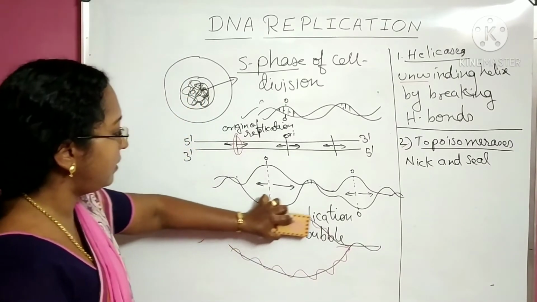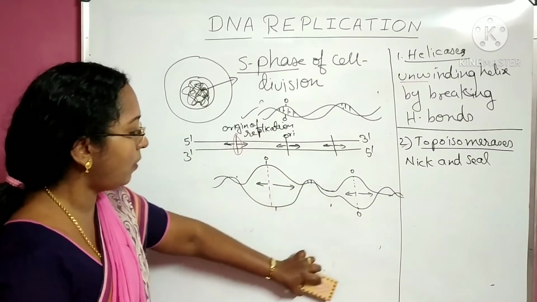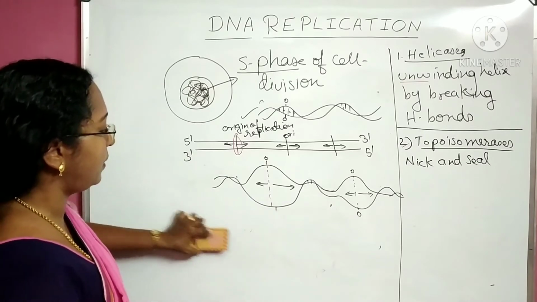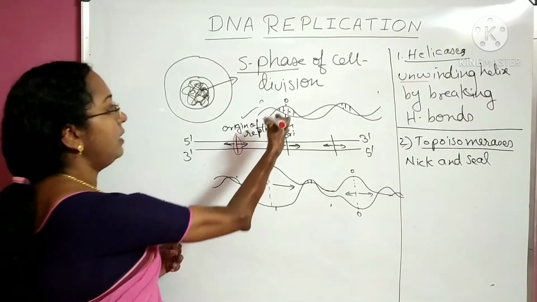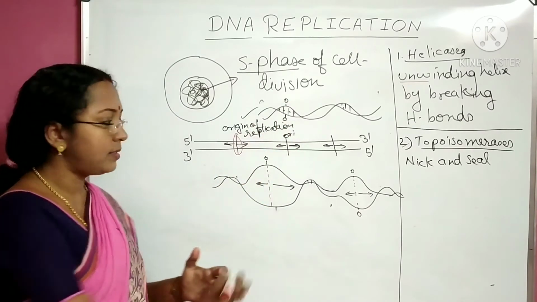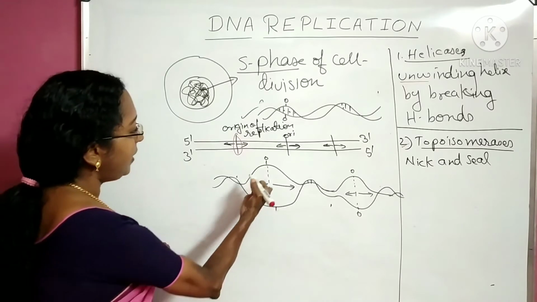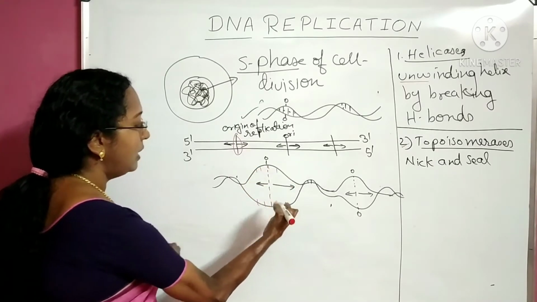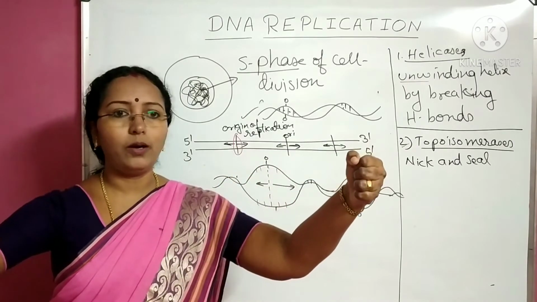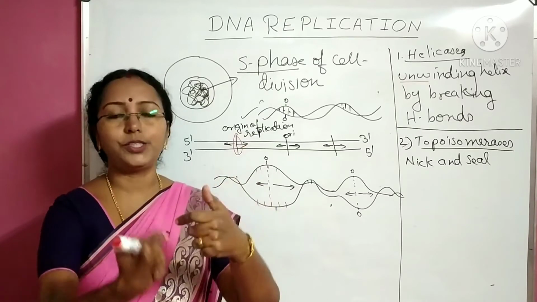So let us see the role of topoisomerase, the nick and seal enzyme. So here, as I have told you, helicase is coming and unwinding the helix. You got a bubble called the replication bubble, but then I told you it has the tendency to rejoin back. You have pulled it apart, it will have the tendency to rejoin back because there is a coiling tension.